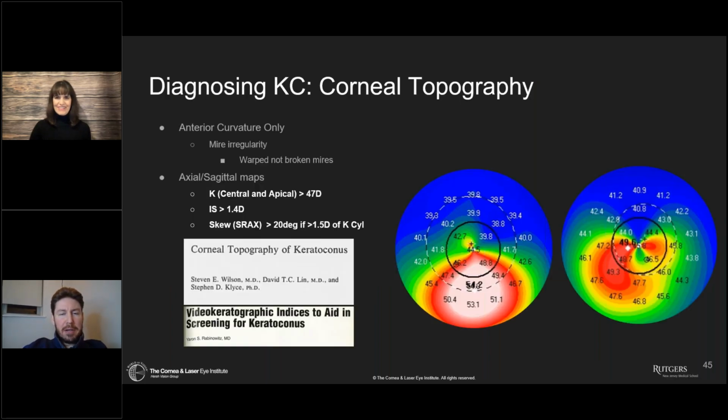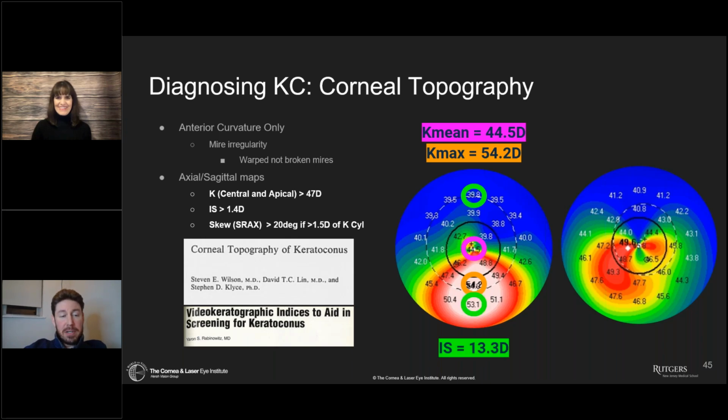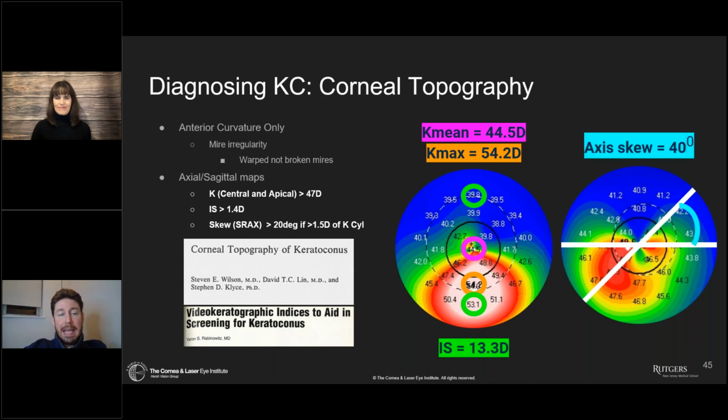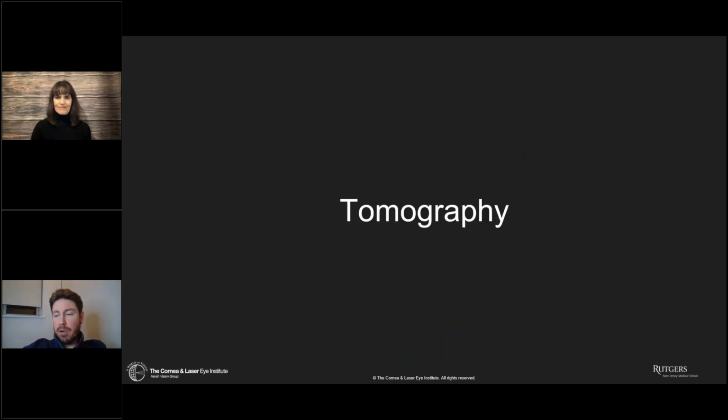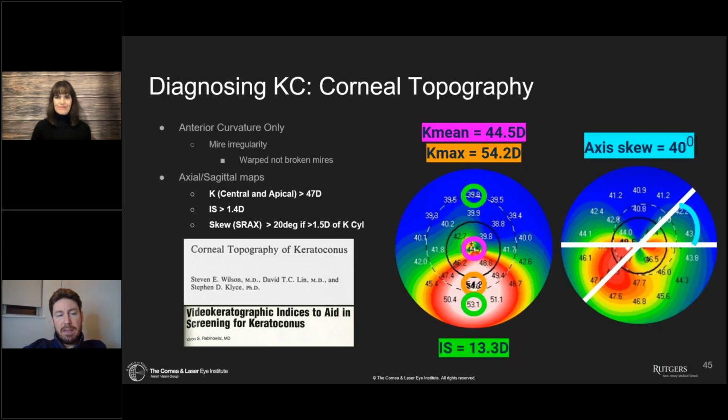So if we look at diagnosing this, and you can go ahead and click all those images all the way to the end because lots of animations here. But when we're looking at this, there are well-accepted metrics that have been done mostly by Rabinowitz and Klyce over the years. And what we're looking at is any K value on the front of the cornea as being 47 diopters or greater.